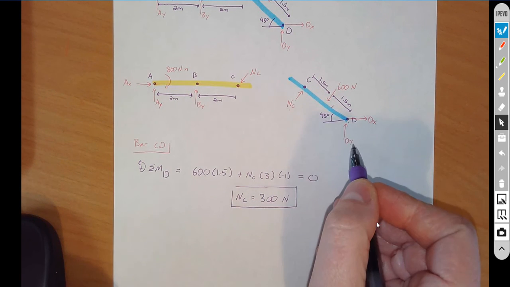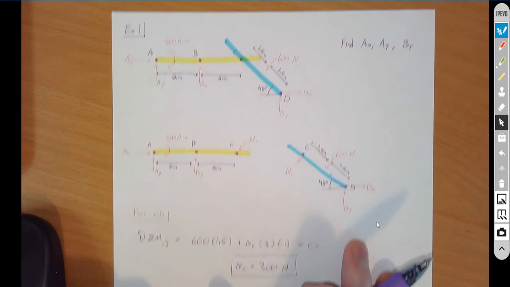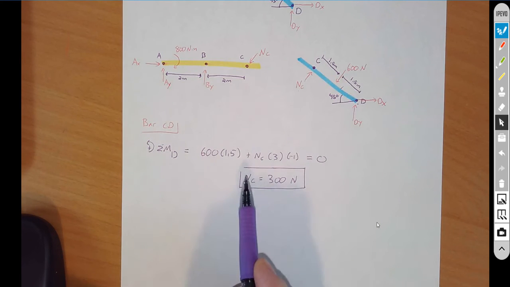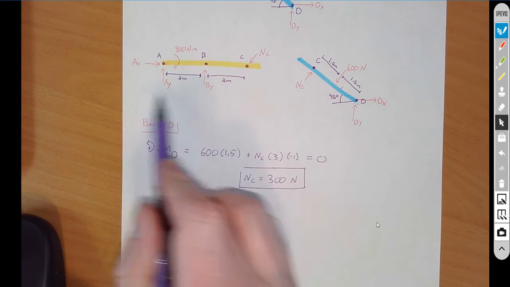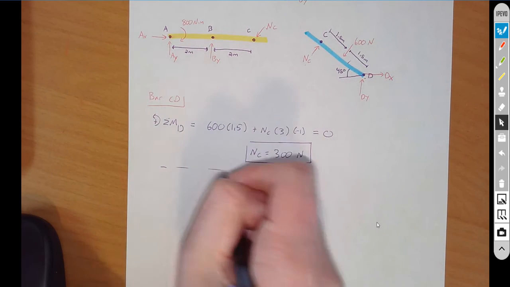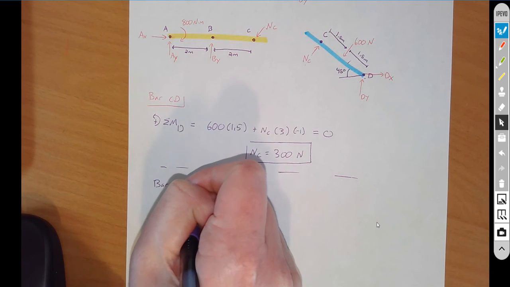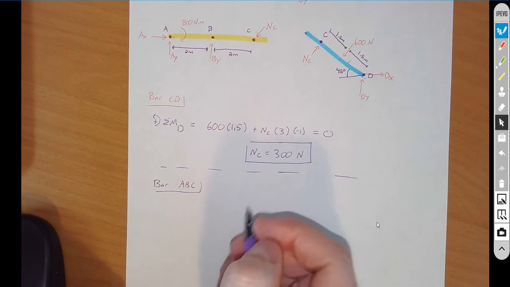So we don't need to keep going. We don't need to find DX or DY because they're not part of what we're trying to find. Remember, we're just trying to find AX, AY, and BY. So we only needed to find NC so that we could put it over here. So now that we know it, we can just use the yellow bar. So now we're going to work with bar ABC. Alright.